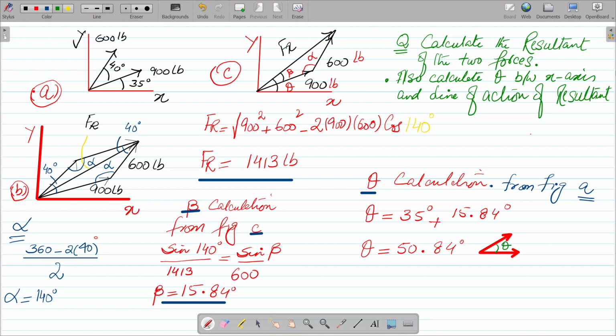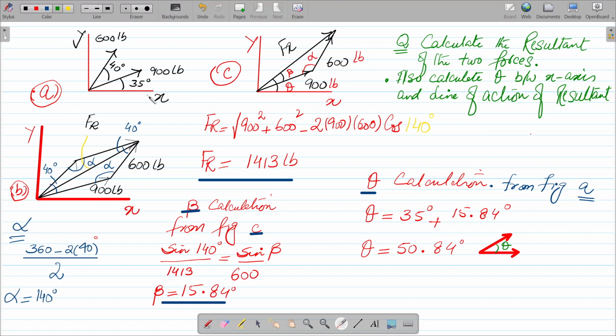Today we are going to do a very simple problem in which we need to calculate the resultant of two forces. We have been given two forces, 600 pounds and 900 pounds, and we need to calculate the resultant of these forces. He is also asking us to calculate the theta between the x-axis and the line of action of the resultant. He is interested in the x-axis and the line of action, which means FR.